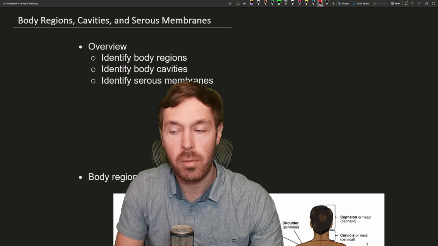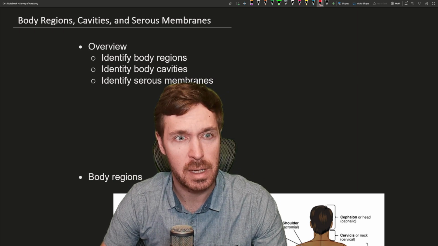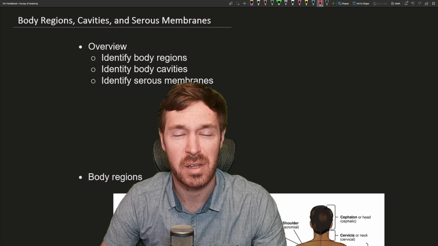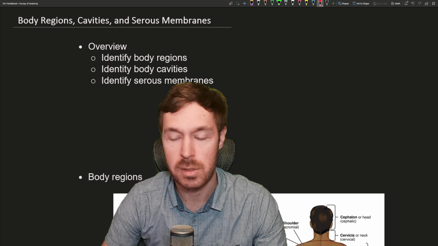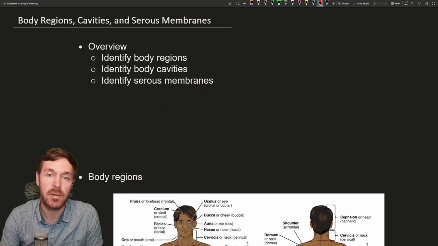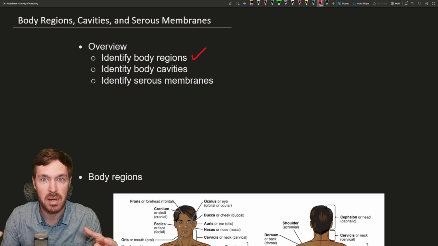So in this video we're going to be going into the details of those body regions we talked about in the last video, and then we'll be going into the different body cavities and the serous membrane. So let's jump right into it now. So here, the different body regions. These regions will help us understand how to name parts of the bones and the muscles and so forth.